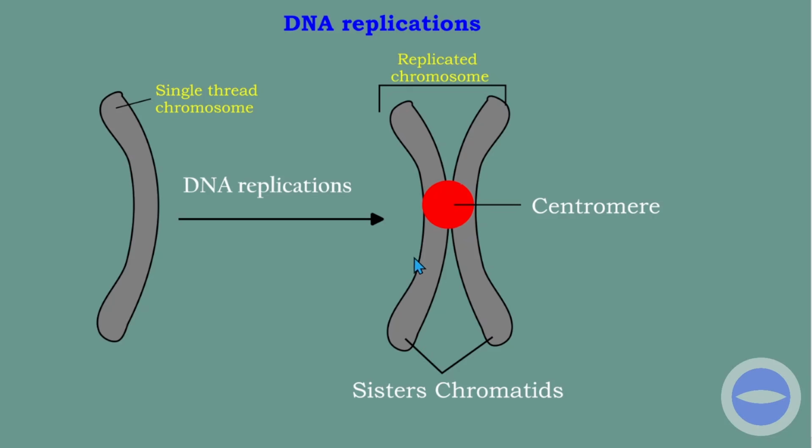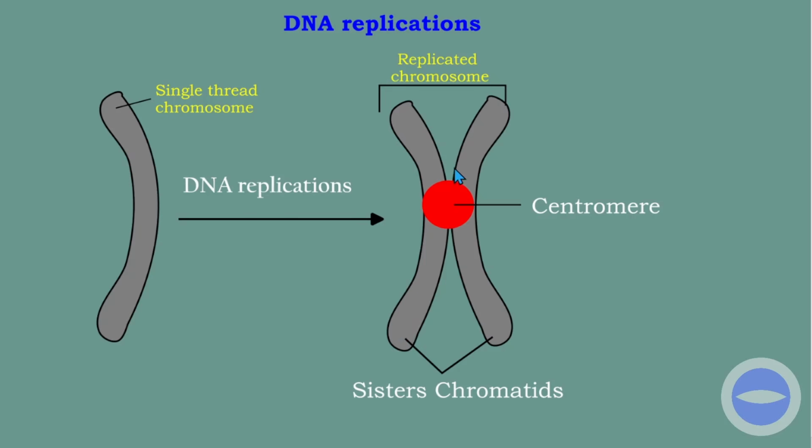Yes, if you say chromosome, you are still correct, but if you say replicated chromosome, then you give us full clarity of what you are talking about, because this one is also a chromosome, but this one is a single thread chromosome. So this is a replicated chromosome. And then one of these, if you see here, this single thread chromosome and this part here are the same, but this is a chromosome.